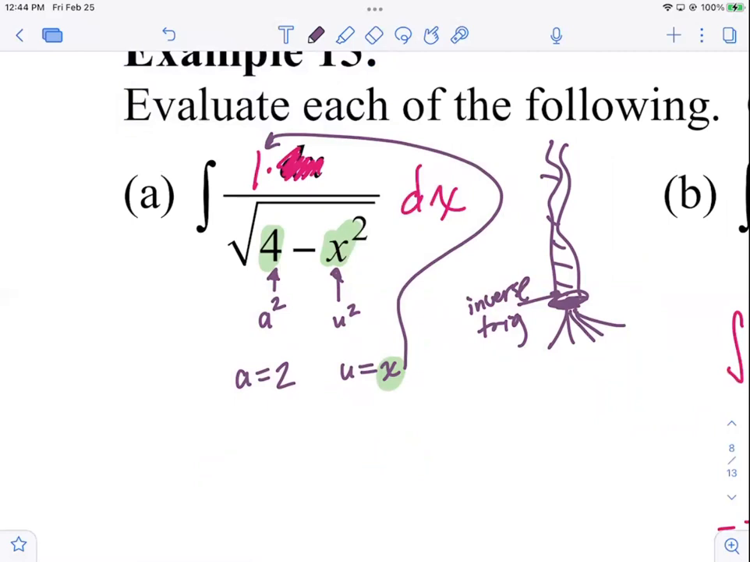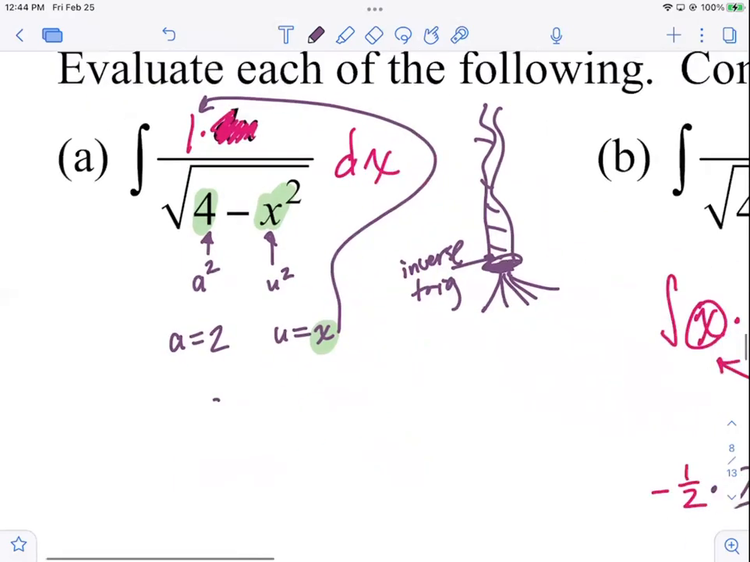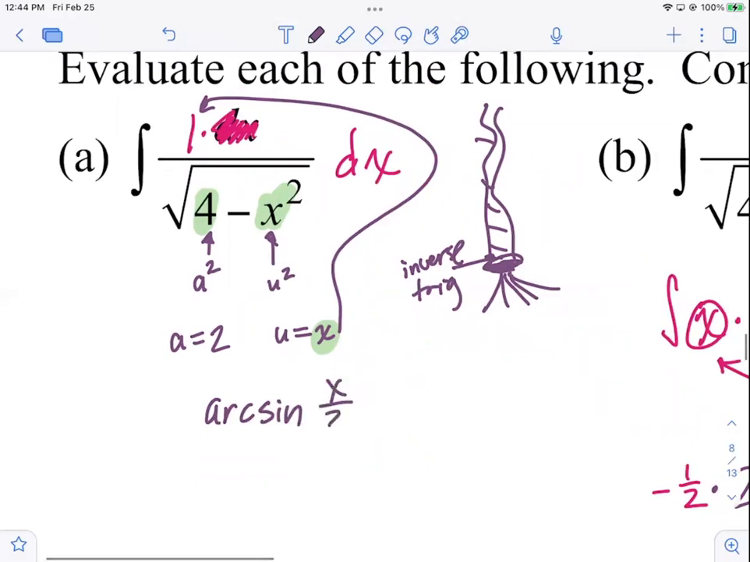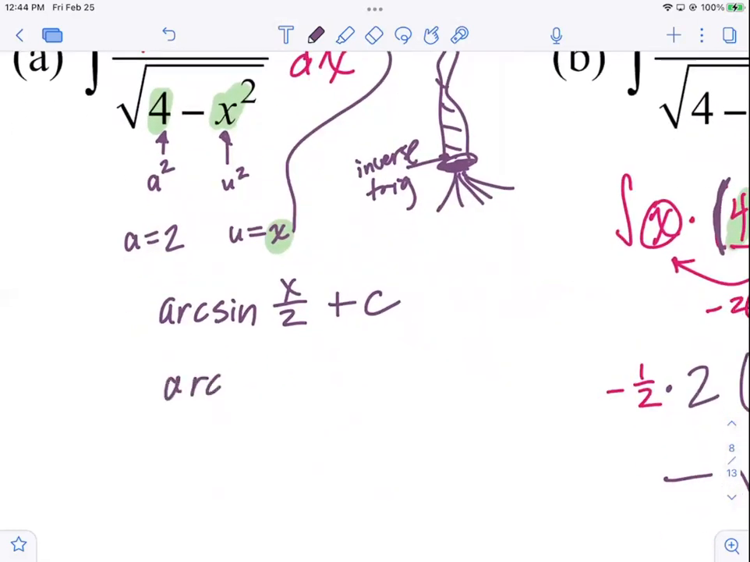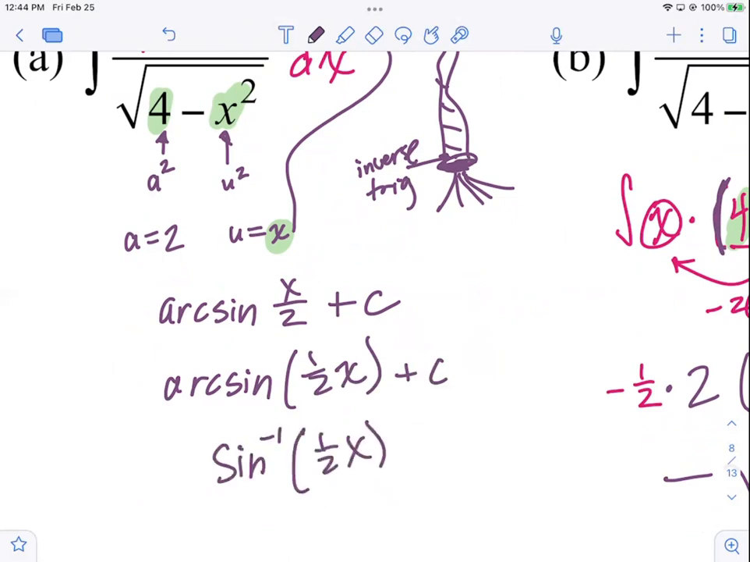So we know it's going to go to arc sine. Now here's the question you ask yourself. Does arc sine have a 1 over a in front for its rule? No, it doesn't. So we go straight to arc sine of u over a, which is arc sine of x over 2 plus c. And that's the answer. Of course, that's the same as arc sine of 1/2 times x, or inverse sine of 1/2 x, if you like that better.